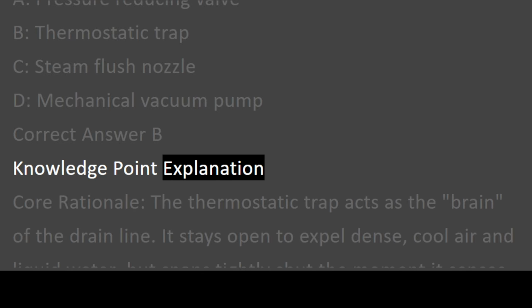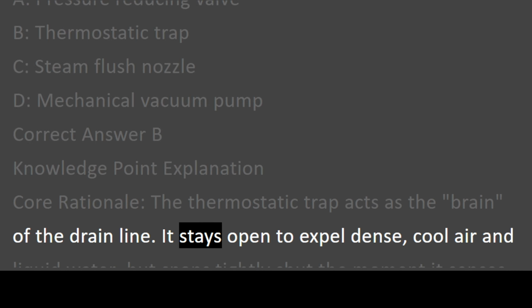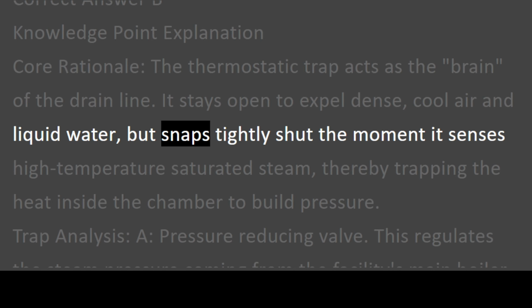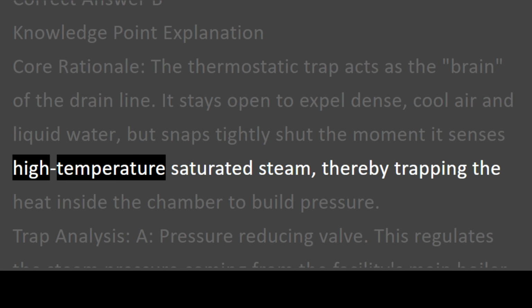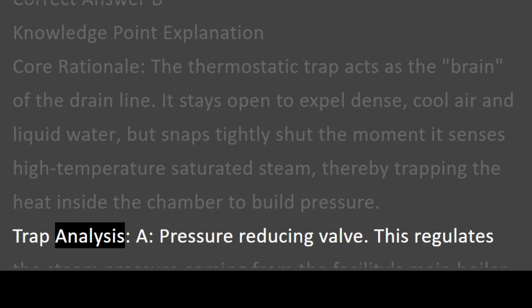Knowledge point explanation. Core rationale. The thermostatic trap acts as the brain of the drain line. It stays open to expel dense, cool air and liquid water, but snaps tightly shut the moment it senses high-temperature saturated steam, thereby trapping the heat inside the chamber to build pressure. Trap analysis. A. Pressure-reducing valve.